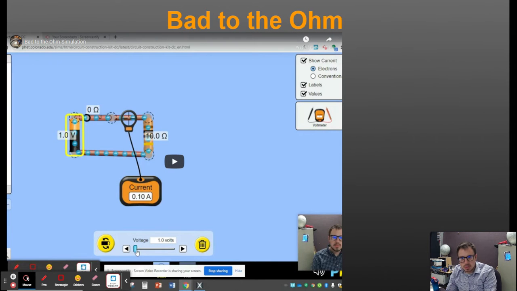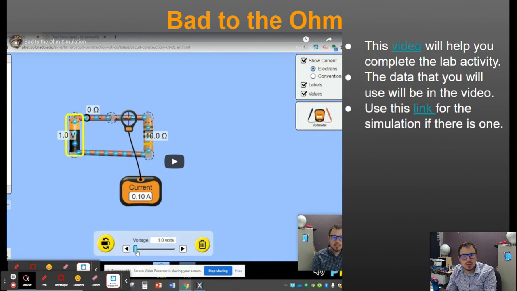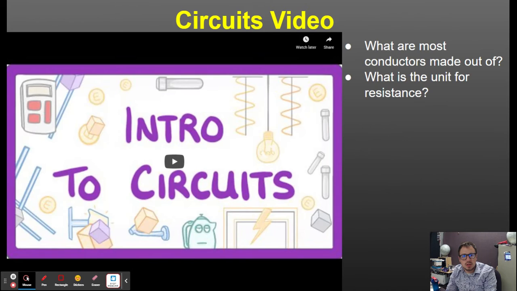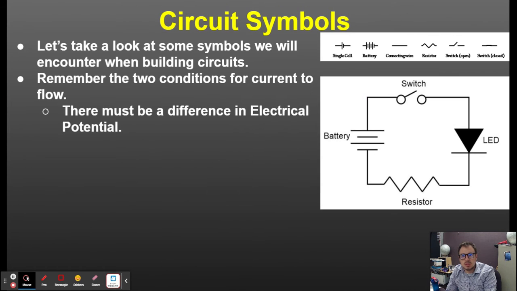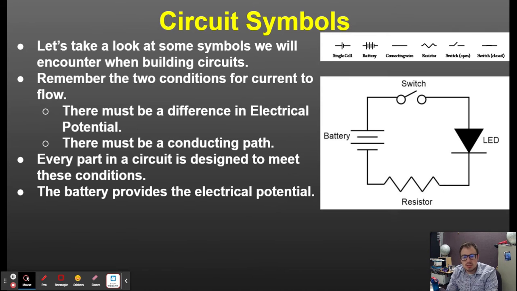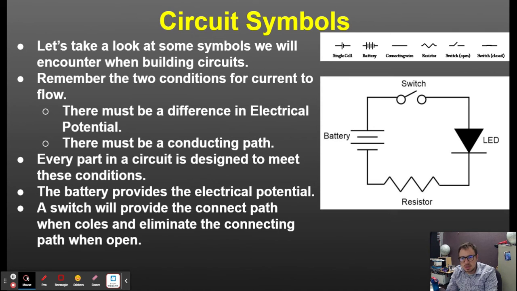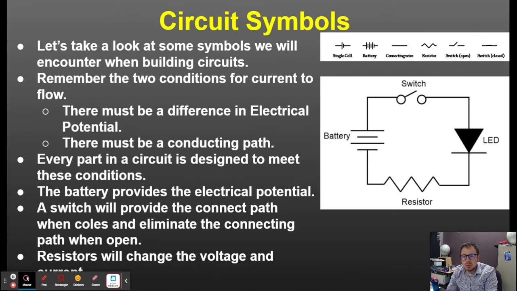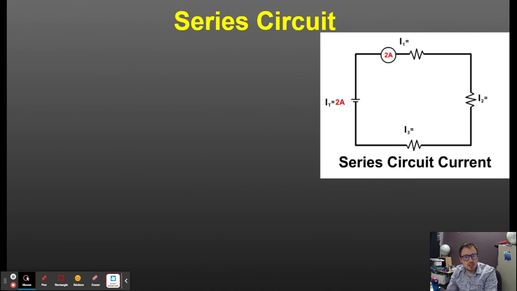All right, so then we're going to do the add to the ohm thing. We're going to talk about circuits. So, circuit symbols. There are two conditions for current to flow. There must be a difference in electrical potential. There must be conducting paths. So every part in a circuit that we're going to design is designed to meet these conditions. The battery provides an electrical potential. A switch will provide the connecting path when it's closed, and eliminate the connecting path when it's open. Resistors will change the voltage and current.